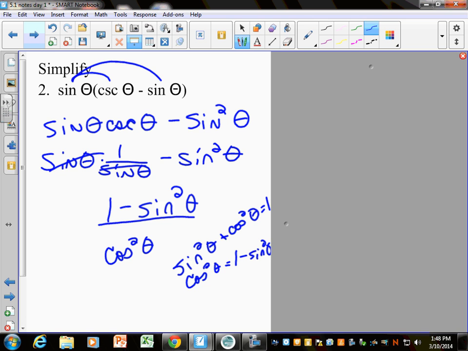For the odd answers, definitely check your answers in the back so that you'll know. A lot of times, especially on this first assignment, you'll leave your answer like this because you forget about that Pythagorean identity, but then if you're checking your answers, hopefully that would tell you to go back and do that.